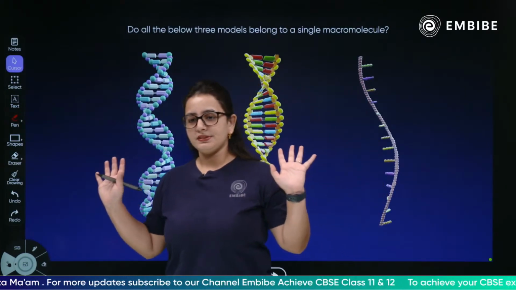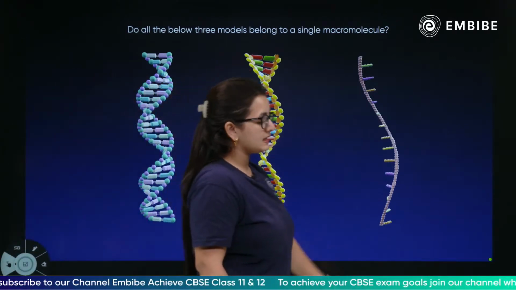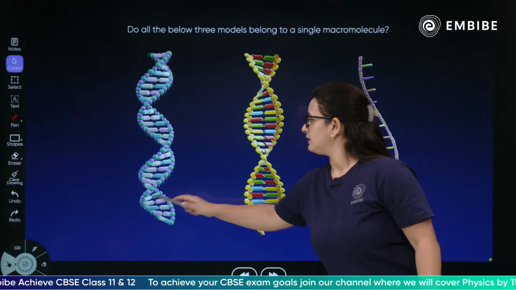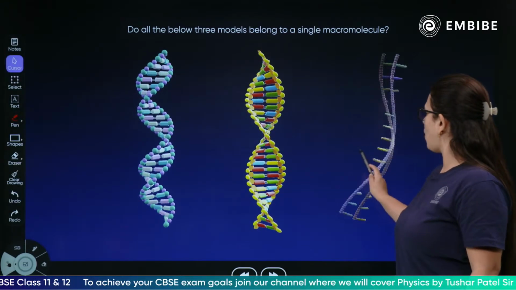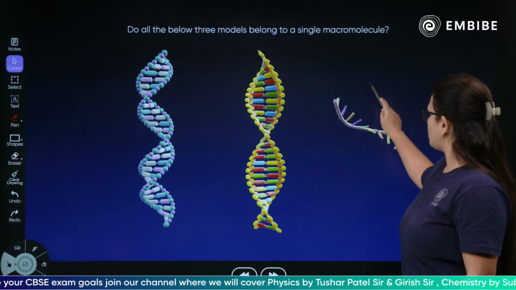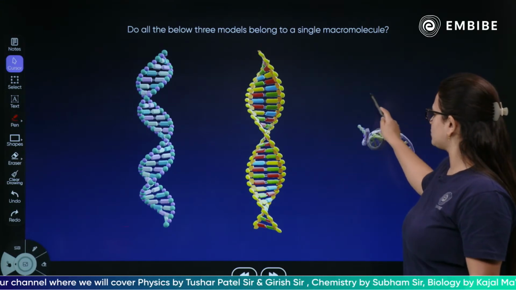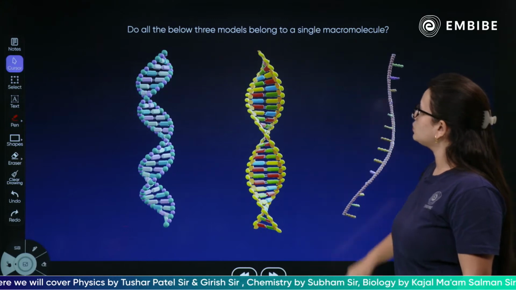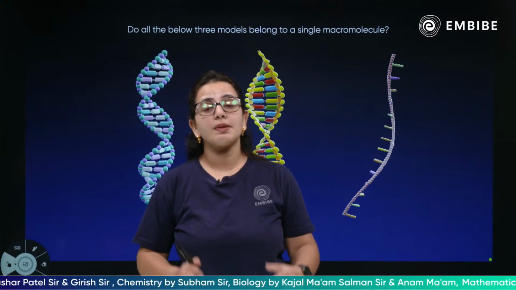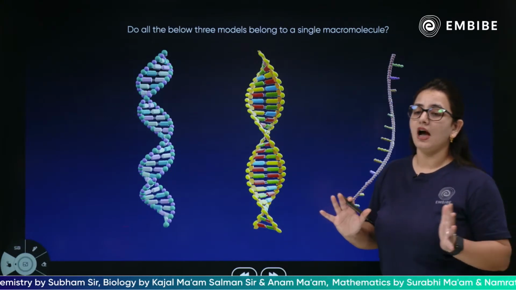Can you see this? Do all three models belong to a single macromolecule? Yes or no? What is the answer? No, the structures are different. As I can see, the structures are different. They do not all belong to one single macromolecule. They belong to two different macromolecules, DNA as well as RNA.